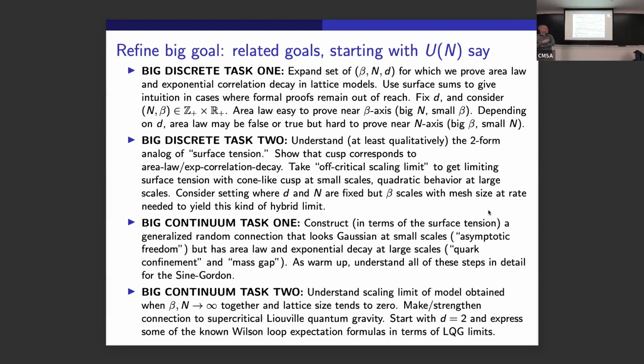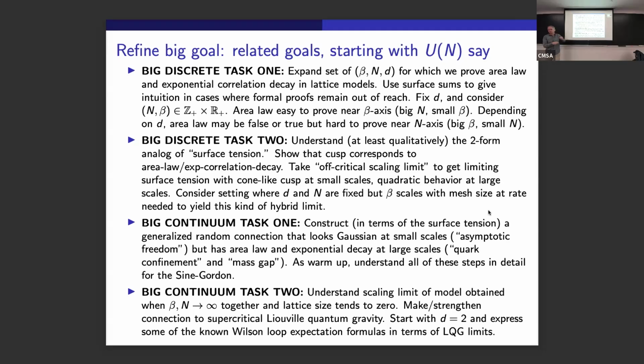We want to understand an analog for these models, and when it has a cusp, when it doesn't. There's a nice problem here. We would ultimately like to be able to use that construction to construct a continuum theory that looks Gaussian at small scales, but has these laws at large scales.